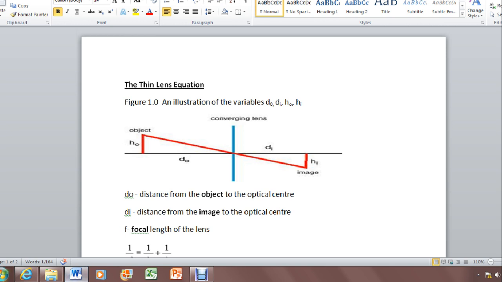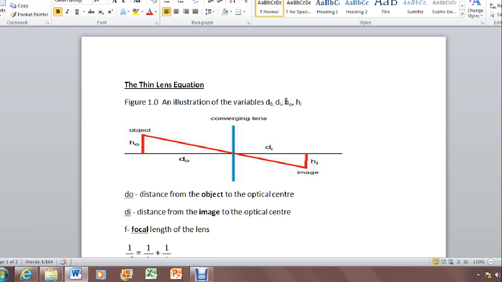Okay, so an image like this, we get a real image over on this side, and this distance here from the object to the optical center would be represented by DO. Okay. On the other side, we've got DI, or the distance from the image to the optical center. Okay, another thing that we're going to look at is F, or the focal length of the lens.